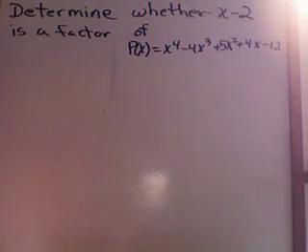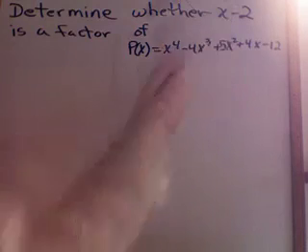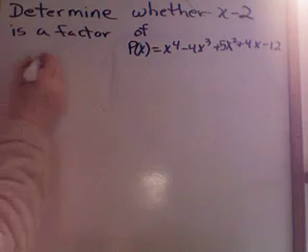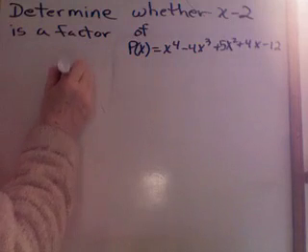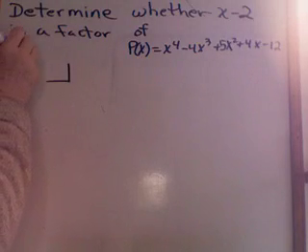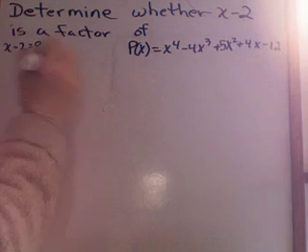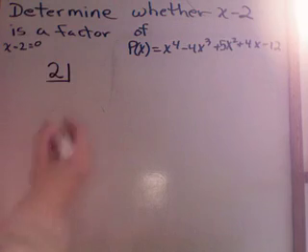So again, we're going to use the factor theorem and find out, is x minus 2 a factor of this polynomial? And we do that by using synthetic again. To find out what goes in the little box, remember you take x minus 2 equals 0, solve that, and you get x equals 2. So 2 goes in this little box.